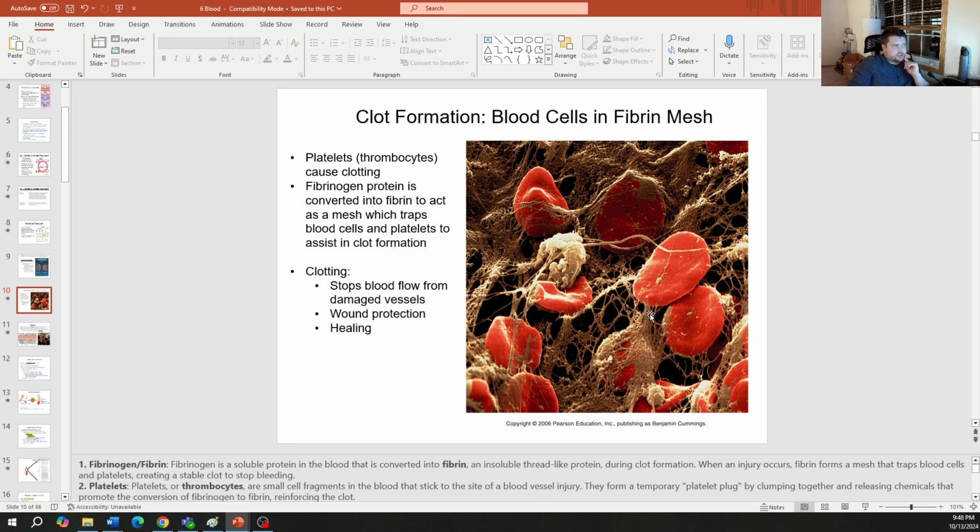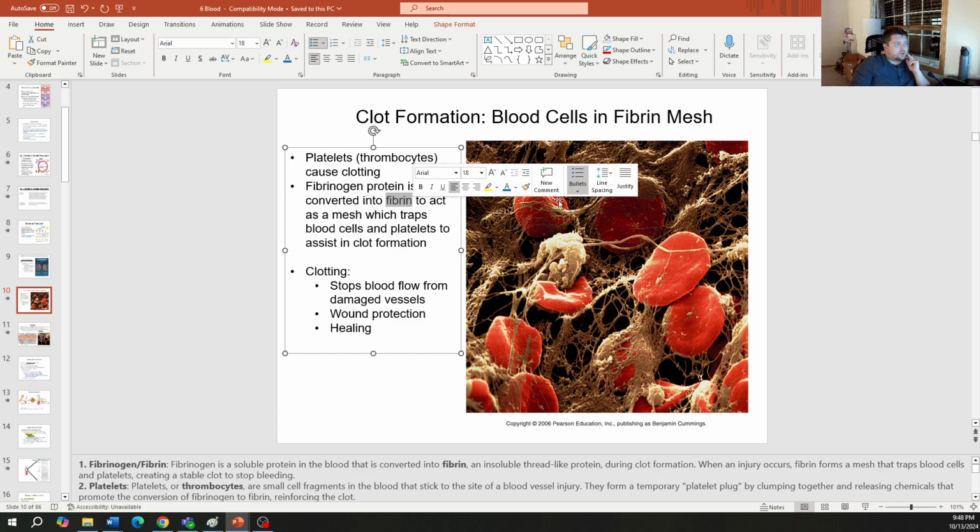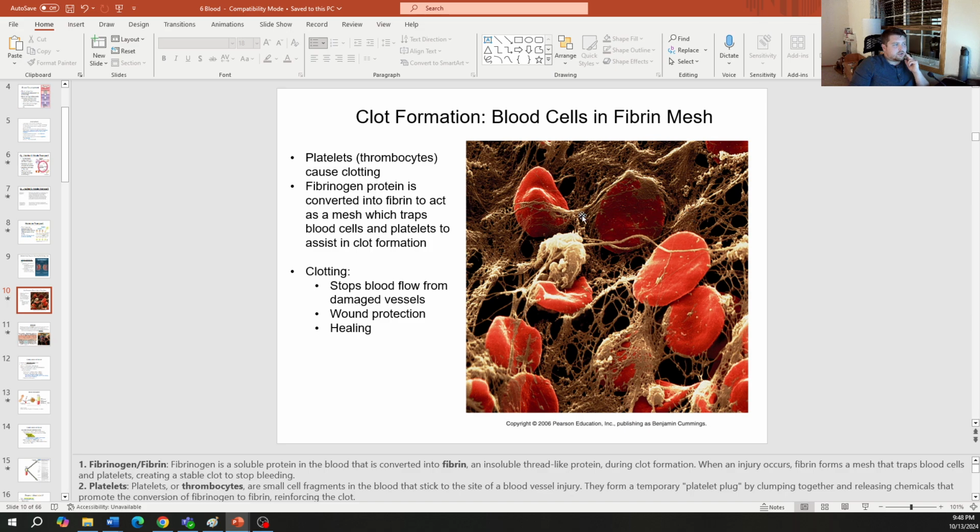Now, clot formation. Again, those platelets, those thrombocytes, are responsible for clotting, along with another protein found in the blood called fibrinogen. Fibrinogen is a protein that, whenever there is damage, turns into fibrin, which creates this mesh, and the mesh traps platelets, traps blood cells, traps everything in there in order to form a clot in the blood. So this is what happens if you cut yourself: vessels are damaged and blood is trying to leak out, clot formation happens.